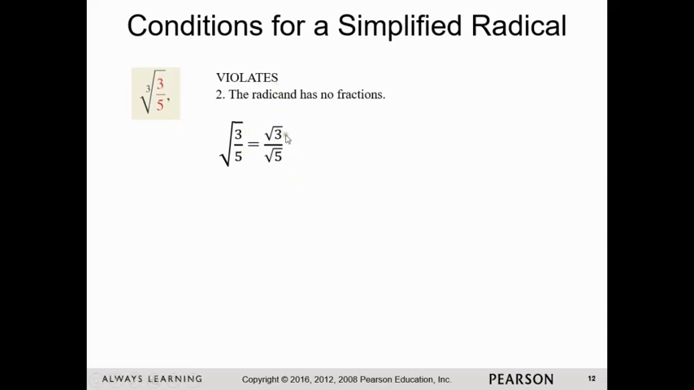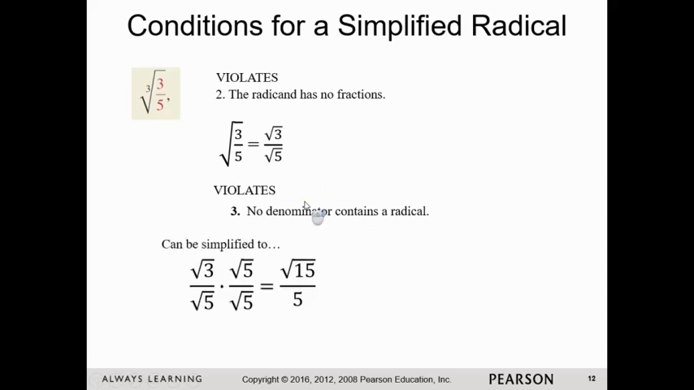So now this violates another rule. Remember, the denominator cannot contain a radical. So here's how we handle these things, and we'll talk about this more in later sections. How we simplify these things is we multiply by a form of 1 here, which is square root of 5 over square root of 5. You see what happens in the denominator. Square root of 5 times square root of 5 is the square root of 25, which is 5.